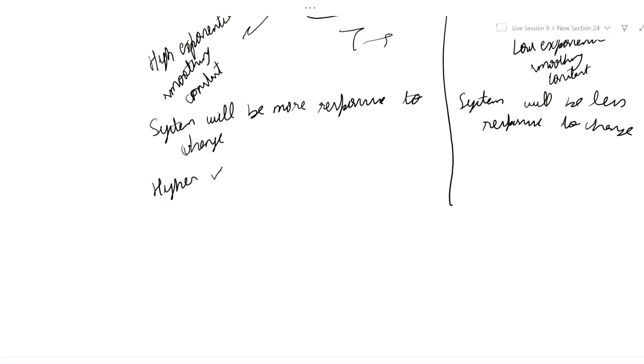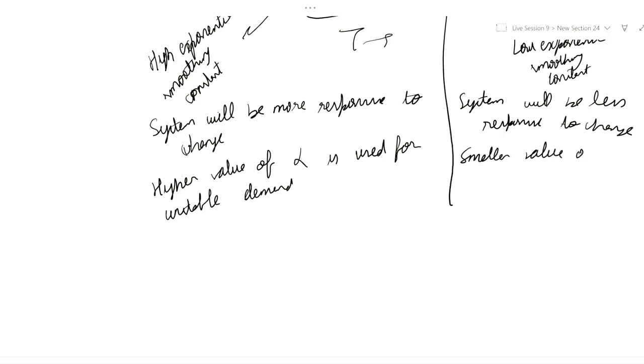Higher value of alpha is used for unstable demand. Smaller value of alpha is used for stable demand. This is the difference.